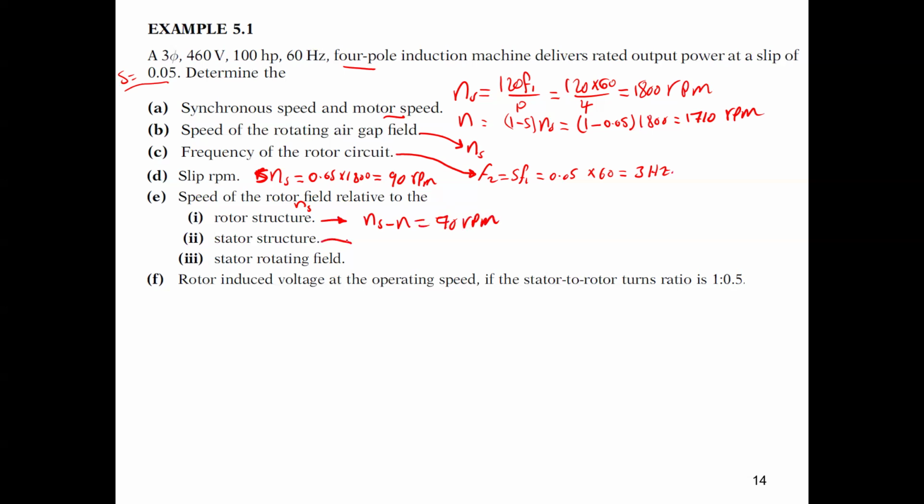Compared to the stator structure, the stator is a fixed structure. It's not going to move. So this means ns minus 0. So this is going to be 1800 RPM. Compared to the rotating field of the stator, which is ns, this means ns minus ns. So this is going to be 0. Okay, so this is called, guys, the relative speeds.